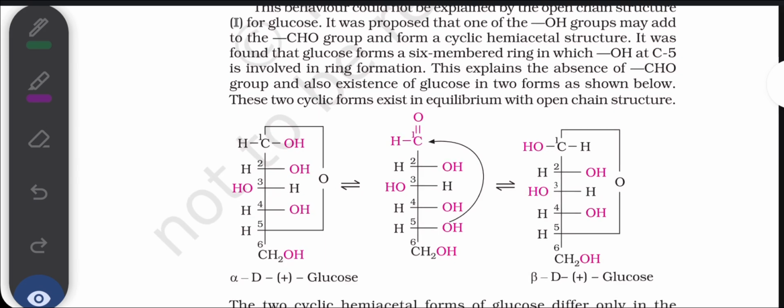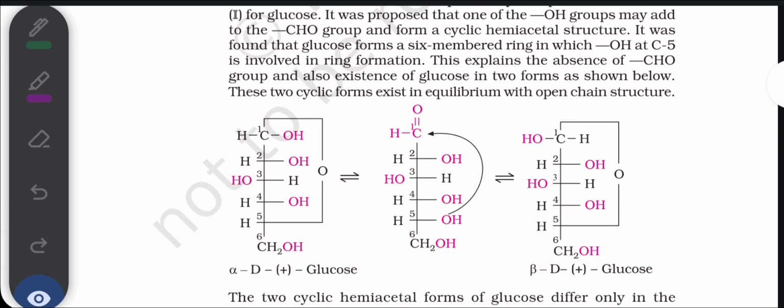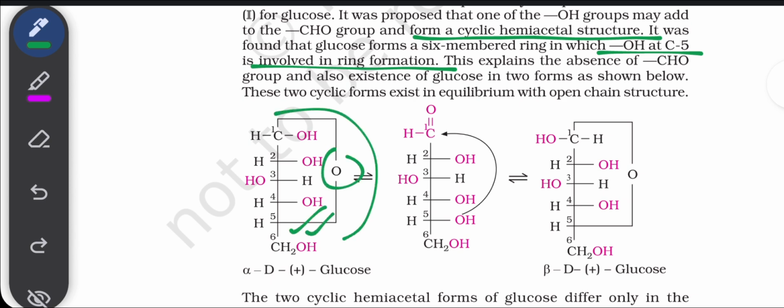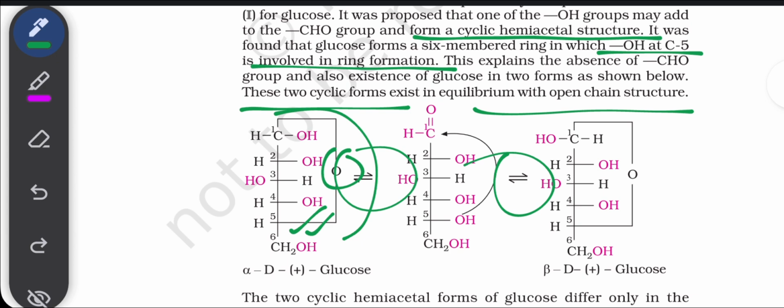It was proposed that one of the OH groups may add to the CHO and form a cyclic hemiacetal structure. It was found that glucose forms a six-membered ring in which OH at C5 is involved in the ring formation. Here, the OH of this position is involved in the ring formation. This explains the absence of the CHO group and also the existence of glucose in two forms shown below. These two cyclic forms exist in equilibrium with the open chain structure. So this is the sign for equilibrium.